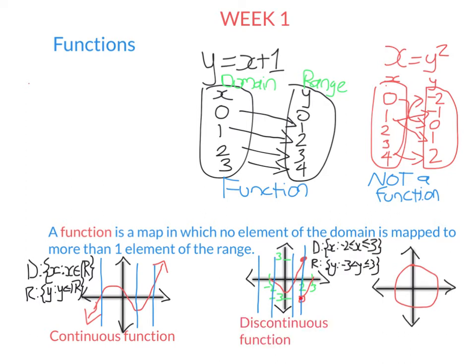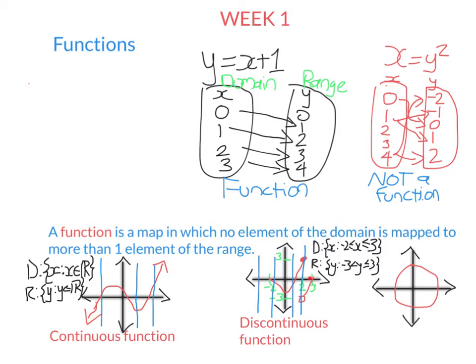Because there is a jump in the function at this point here, we say this is a discontinuous function. It is discontinuous at the point where x equals 2. So if I want to write its domain, I write it like this. This says mathematically x is between and including minus 2 and 3. So x can be anywhere between minus 2 and 3, including all of those values.